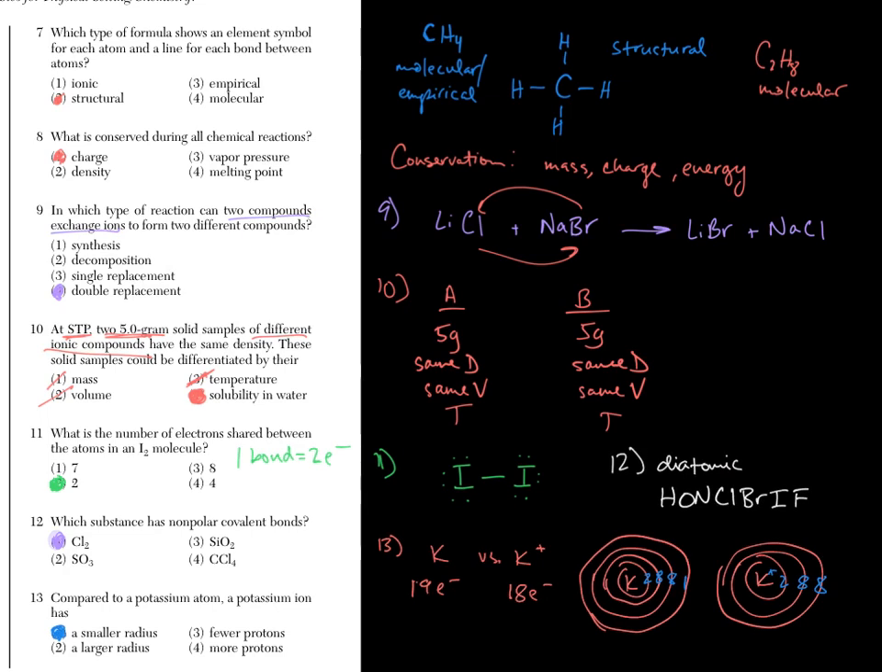Choice 1. You're never going to change protons because both of them are potassium, and the number of protons gives you the atomic number, which gives you the element. So you're never changing protons between atoms and ions. It's only the electrons, and that plays a role in how big it is.